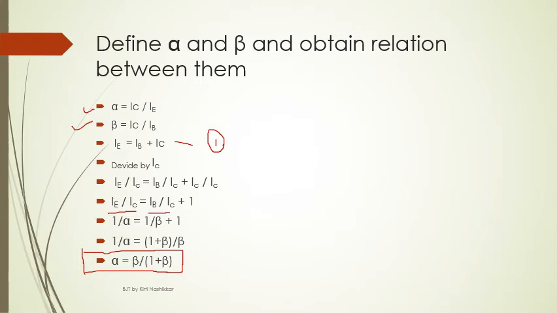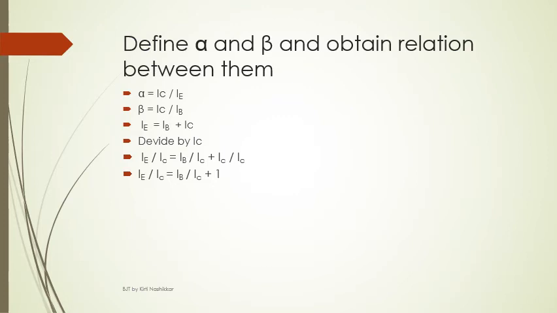So you will be solving some problems also. Sometimes the value of alpha or beta is given and you have to derive the other one, so you have to use the same equation, that is alpha equals beta upon 1 plus beta. Now here, if beta is given you can easily derive alpha, and if alpha is given, for that matter, let us derive the next equation.